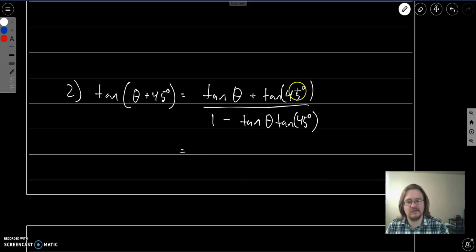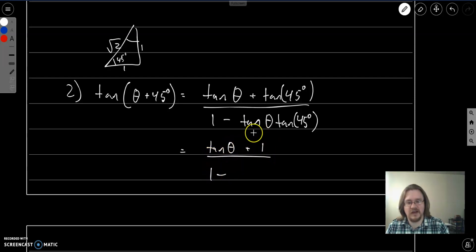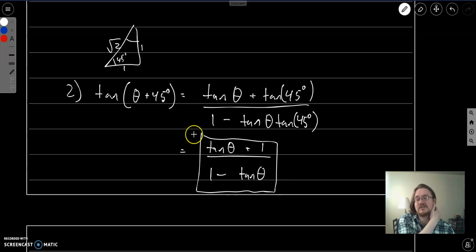But a tangent of a 45-degree angle, so let's just redraw our 45-45 triangle. And if we have side lengths of 1, using Pythagorean theorem, we can see that this side will have square root of 2. So the tangent of a 45-degree angle is 1 divided by 1, which is 1. So for the top, we've got tangent of theta plus 1, all over 1 minus tangent of theta times 1. But tangent theta times 1 is just itself. So we've got a fairly nice formula for tangent of an angle plus 45 degrees.